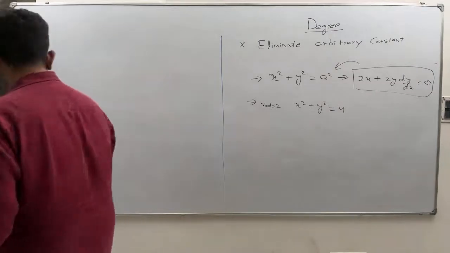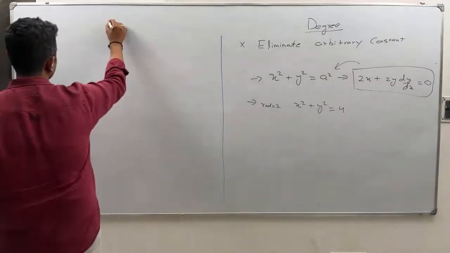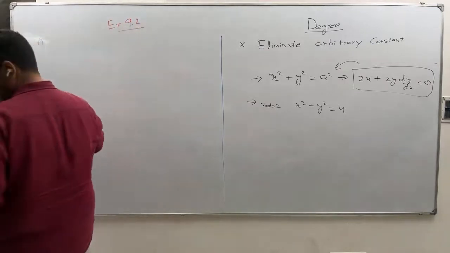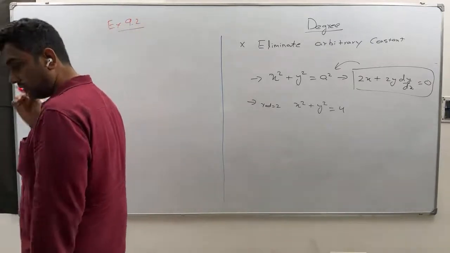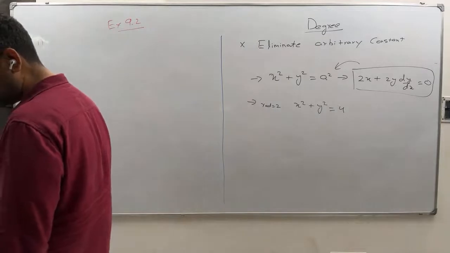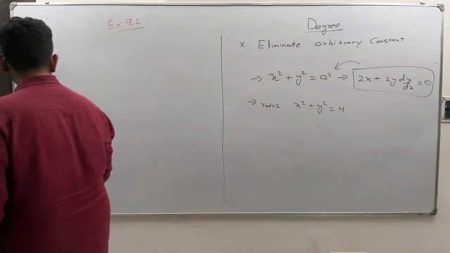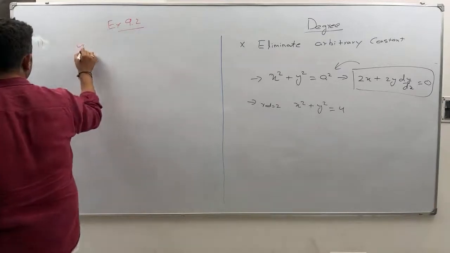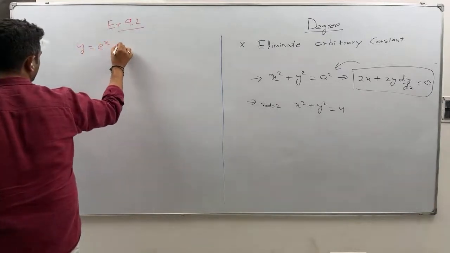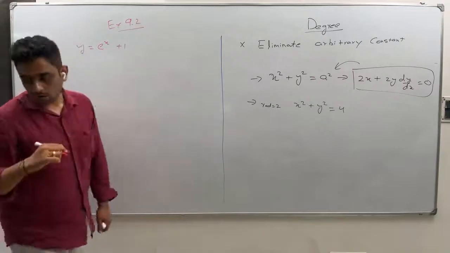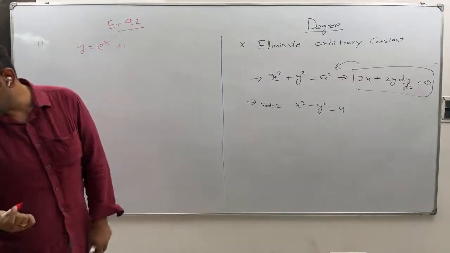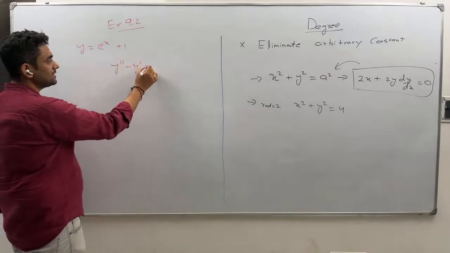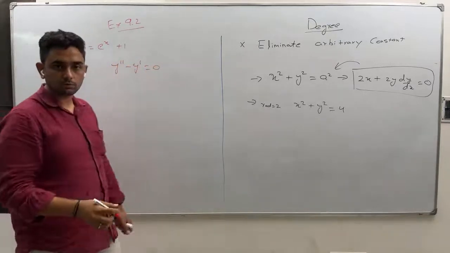So, for example, we'll take the first question from exercise 9.2. In the first question, it is given that we have y equal to e power x plus 1. Now we have to verify whether it is a solution of y double dash minus y dash equal to 0 or not.